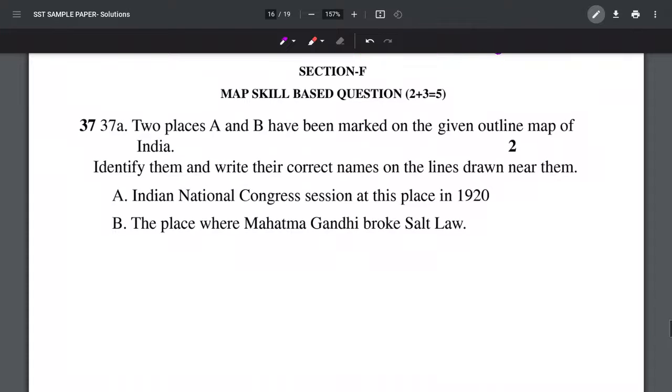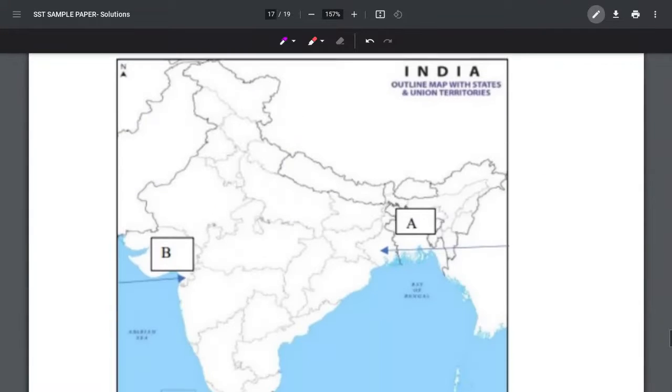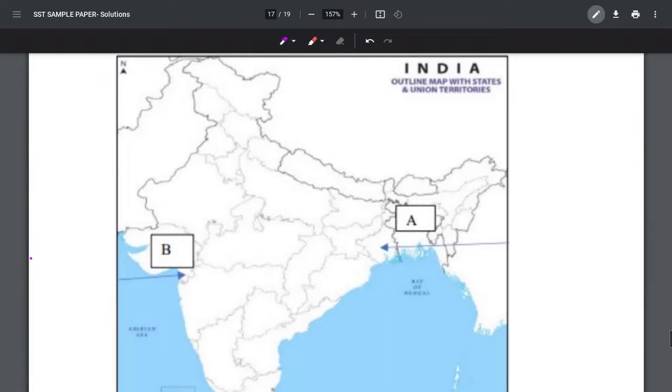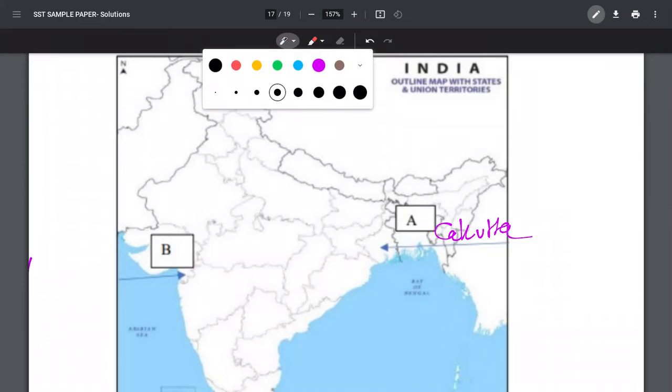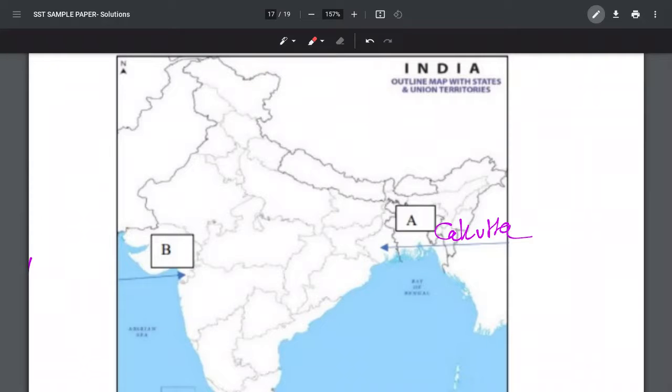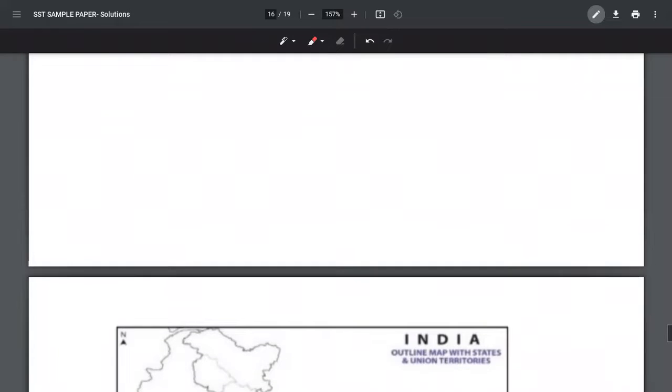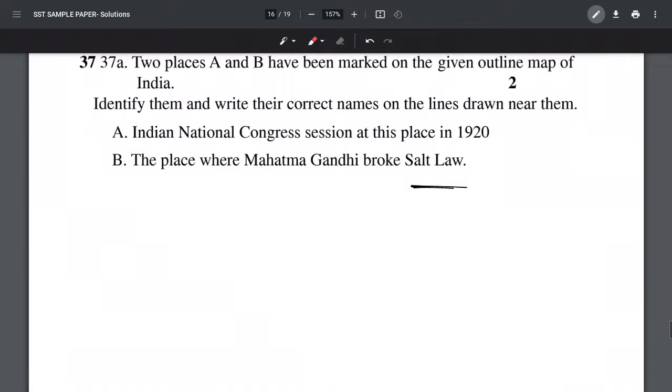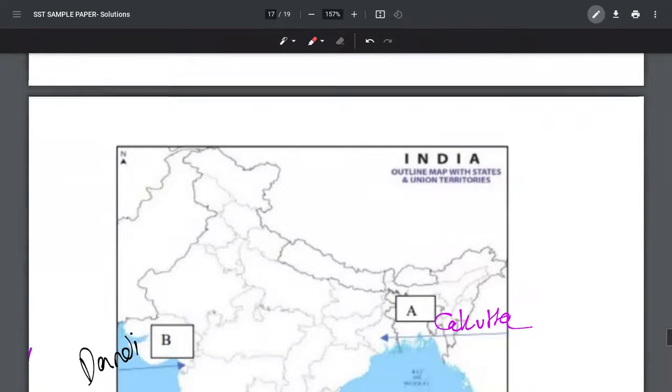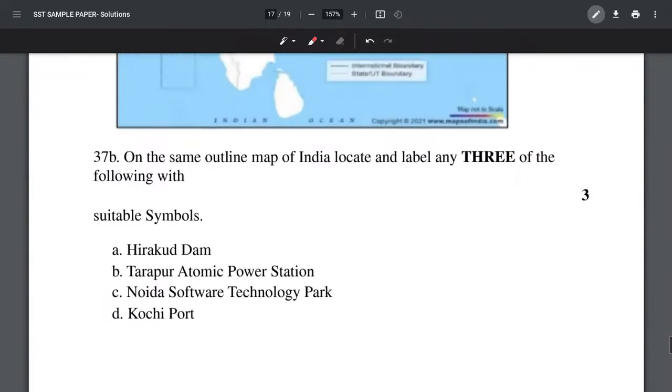All right, so I'll show you the map here. You see, this is the map given to you, A and B. So A is where the INC Congress session took place. We know that is Calcutta, isn't it? Calcutta was the place where the Congress session took place. And where did Mahatma Gandhi break the salt law? In Gujarat, at the place known as Dandi. Correct? The Dandi march, Mahatma Gandhi broke the salt law. So yes, we did the answer. 2 marks you got over here. Okay. Now let's move to the next one.